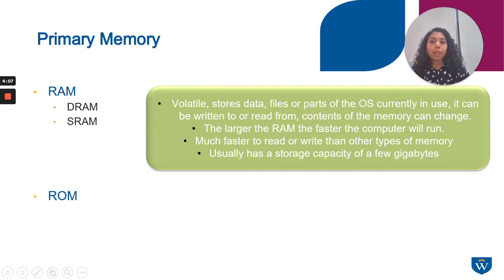In terms of RAM in general, it's volatile, which means the memory is temporary. It can store data, files, or parts of the operating system that are currently in use. RAM can also be written to or read from, and the contents of the memory can change. The larger the RAM, the faster your computer will run, and it's much faster to read or write than any other type of memory. It usually has a storage capacity of a few gigabytes.